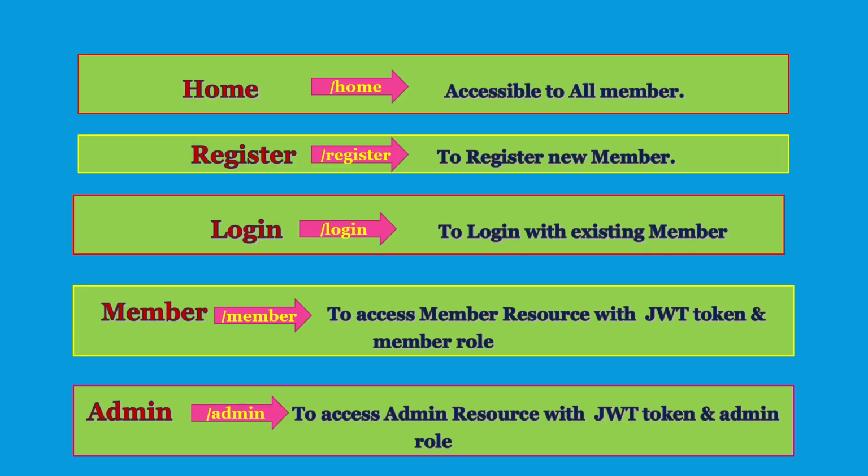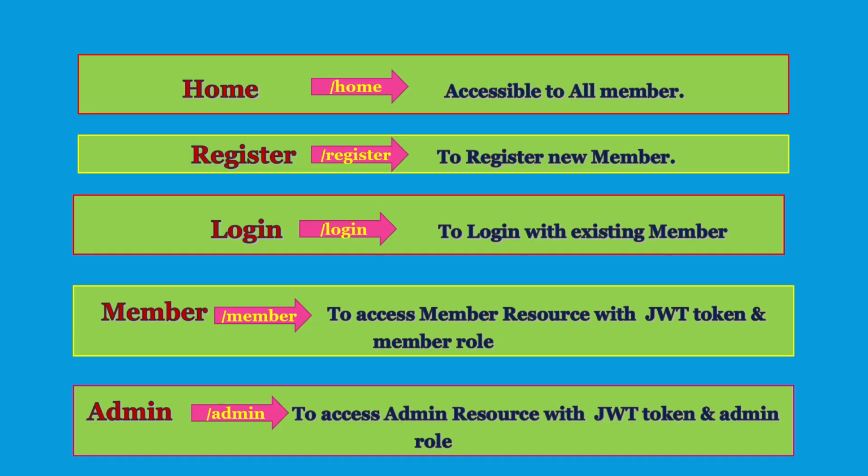Now to register a user, we can use username, password and role, and to log in the user we can use username and password. Now we have the member resource which will be accessible with the JWT token and with member roles only.